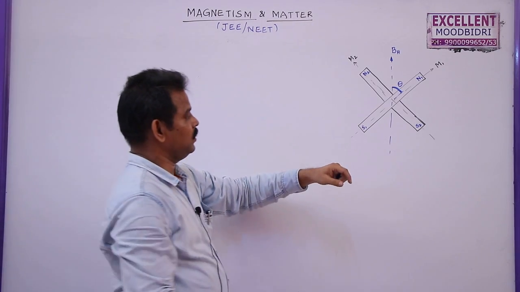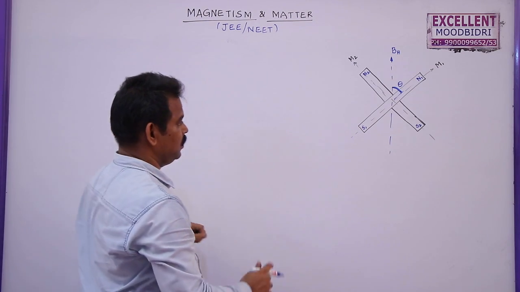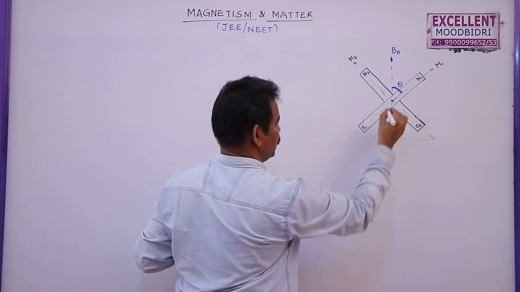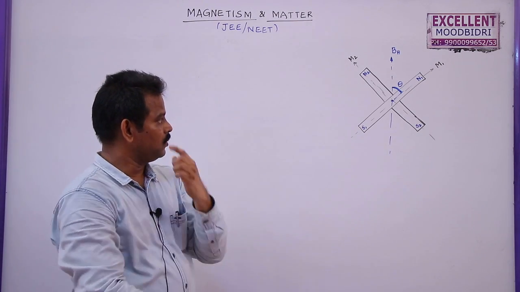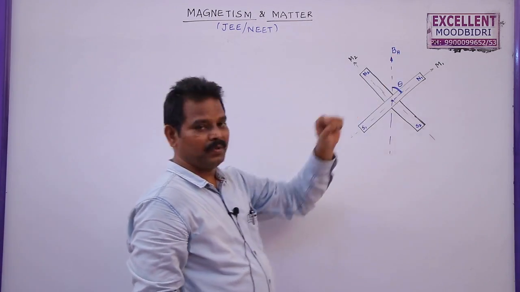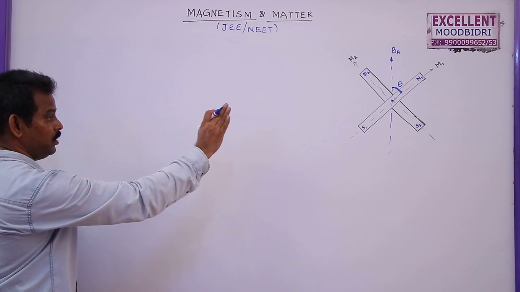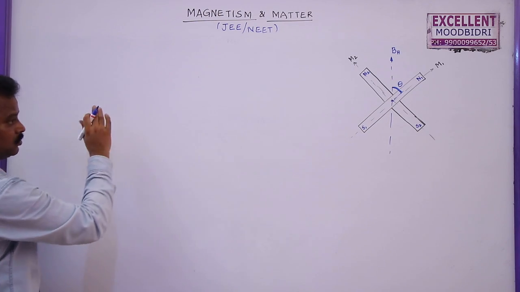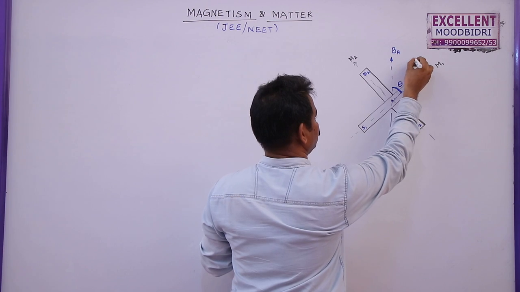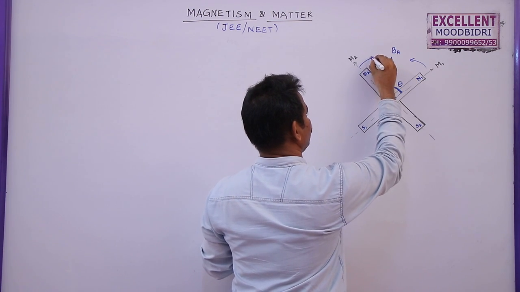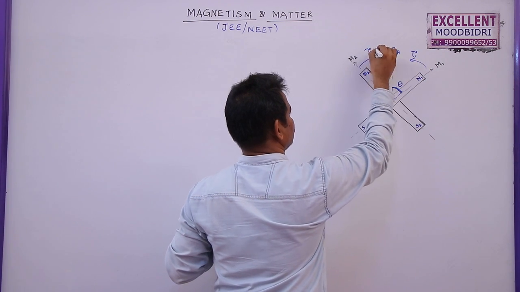Two bar magnets are joined in the form of a plus, and it is pivoted at the center, and it is free to rotate in the horizontal magnetic field of field induction BH. This is the horizontal field induction of Earth. Now, when it is in equilibrium, this magnet will try to rotate in this direction due to this one, and this magnet will try to rotate in this direction. So this is the torque experienced by this one, this is the torque on the second magnet.